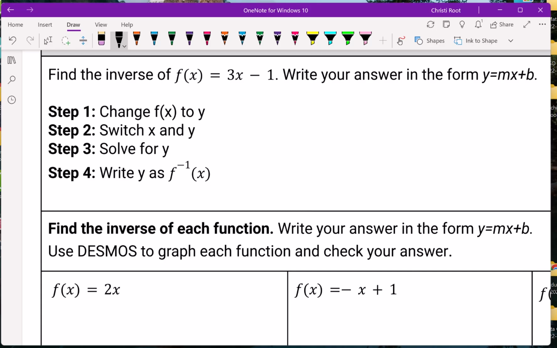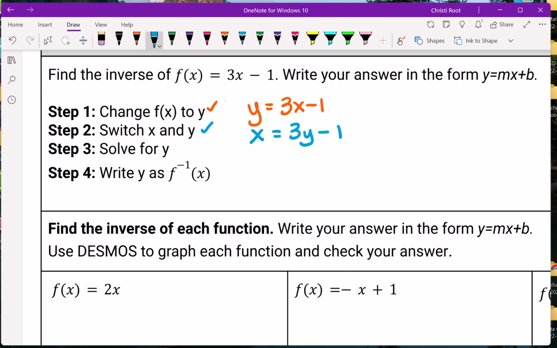So the first thing you want to do is change f of x to y. So I'm going to put y equals 3x minus 1. Check. Then I'm going to switch x and y. So when I switch x and y, I finally am getting to the inverse of it all. So x equals 3y minus 1. I always like to switch colors when I'm in the inverse section. So once you swap your x and y, this is the inverse.